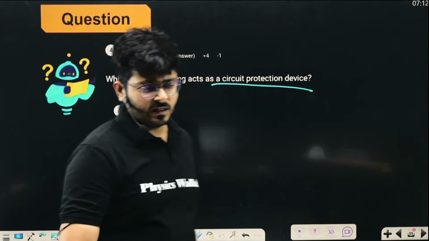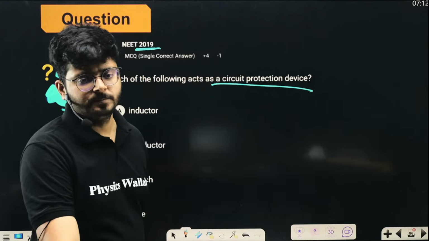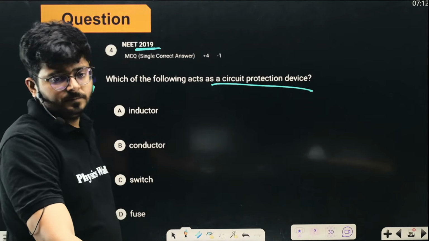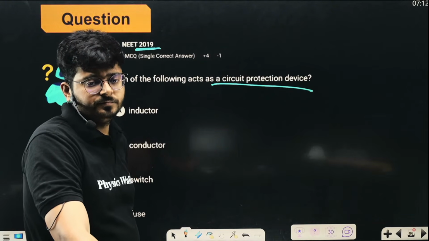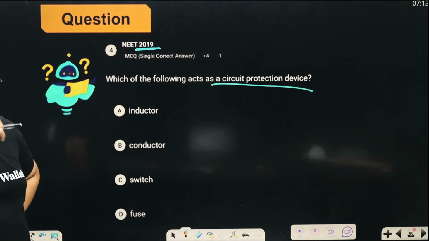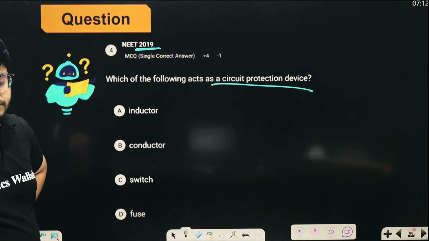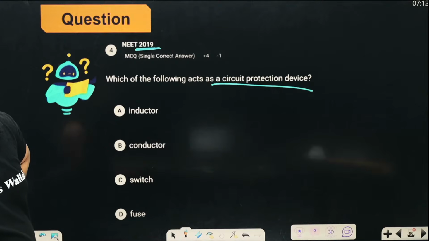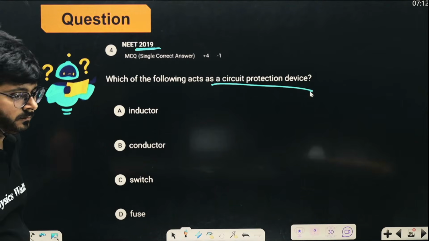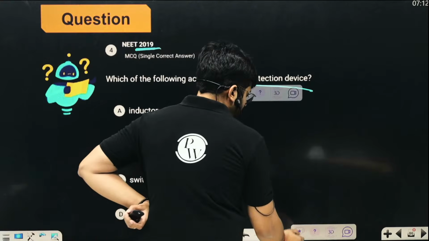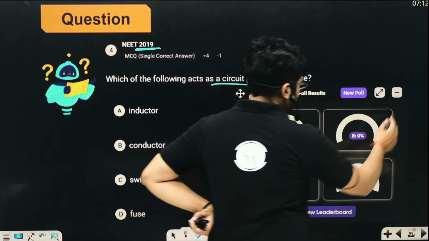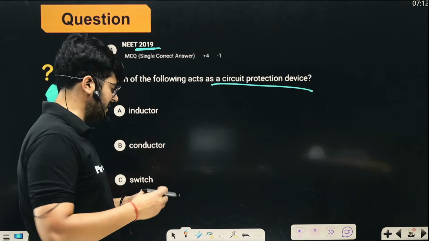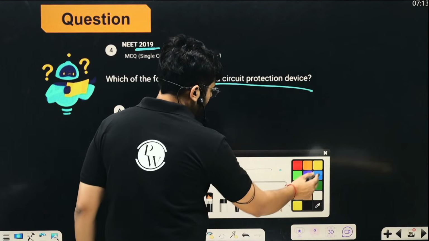What is the purpose of a circuit protector? Which one of them will act as a circuit protector? Very good. It is the fuse, right? A fuse acts as a circuit protector because it will destroy itself by heating up. If the current is too much, the fuse will simply be used up, and it will protect the circuit by doing so.